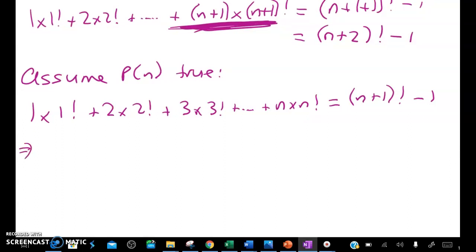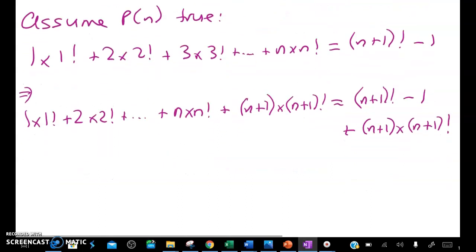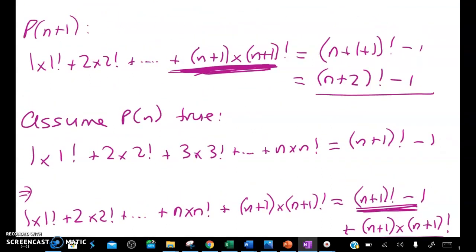So we can say that 1 times 1 factorial plus 2 times 2 factorial, and so on, plus this extra bit, is equal to (n+1) factorial minus 1 plus the extra bit, right? So we're just adding that term onto both sides. And now what we need to do is manipulate the right-hand side to show that we're going to end up with this.